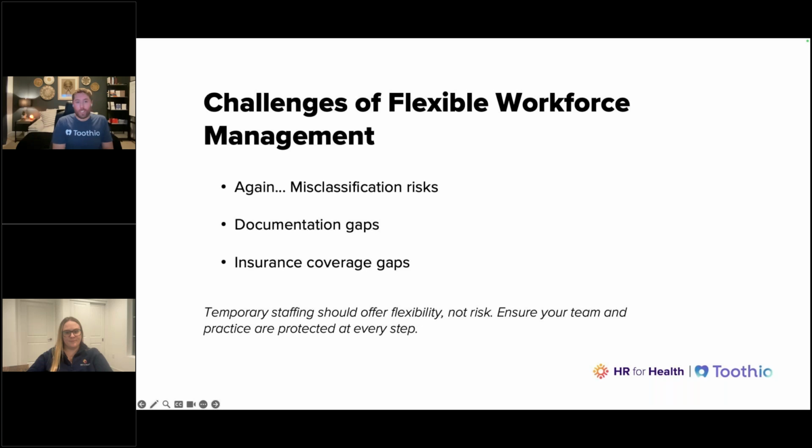And so we see it happen too often when one of these things is missing, and it definitely tends to blow back on the practice in a pretty negative way. It can be very costly.